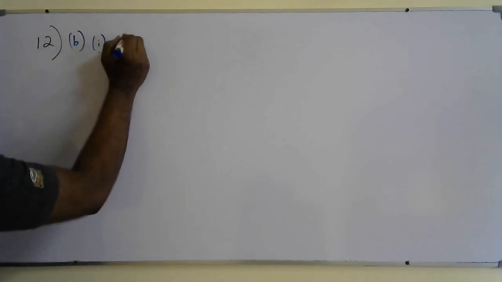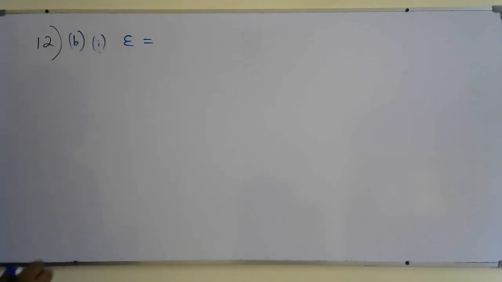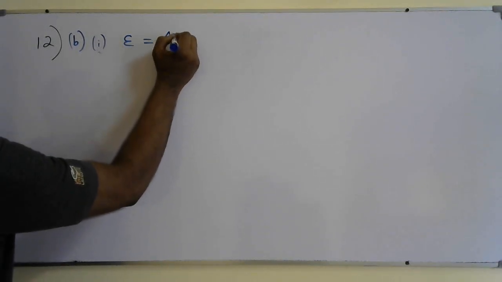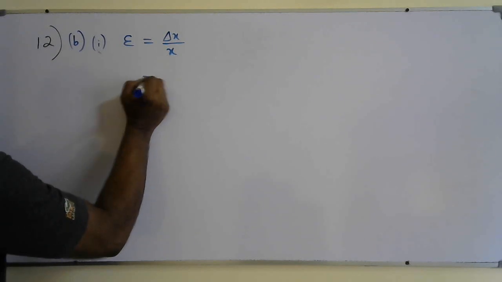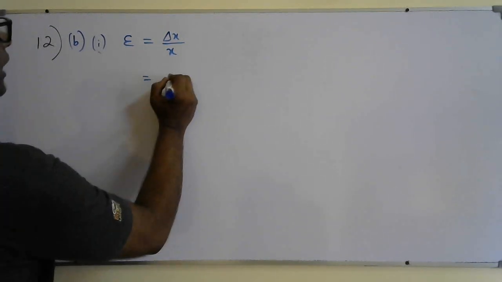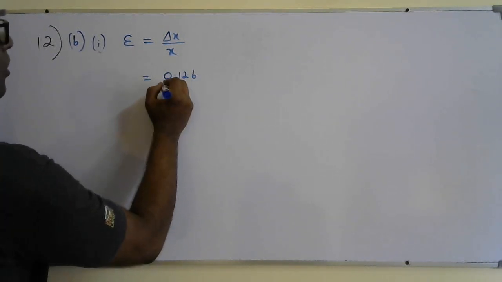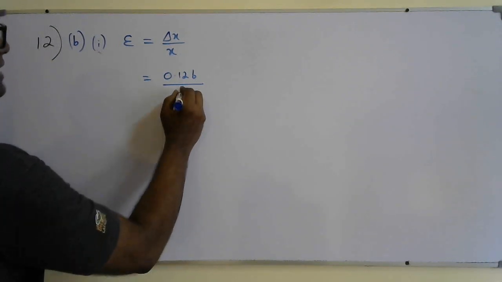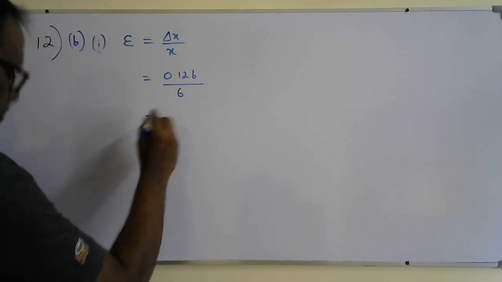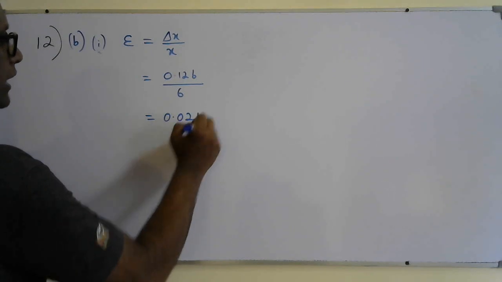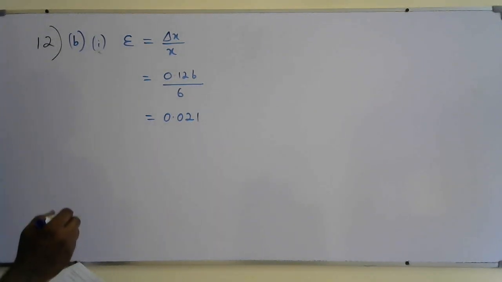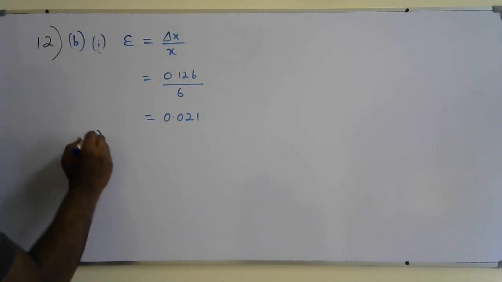So strain, they are asking, calculate the strain. You know strain is equal to, this is the symbol for strain, extension over original length. So extension is given, that is 0.126. Original length is given, 6. So that is going to be 0.021, no unit.